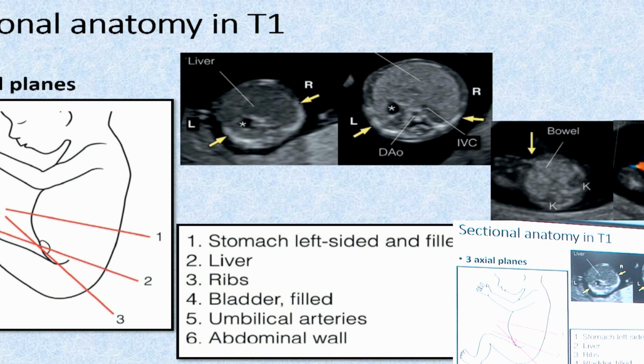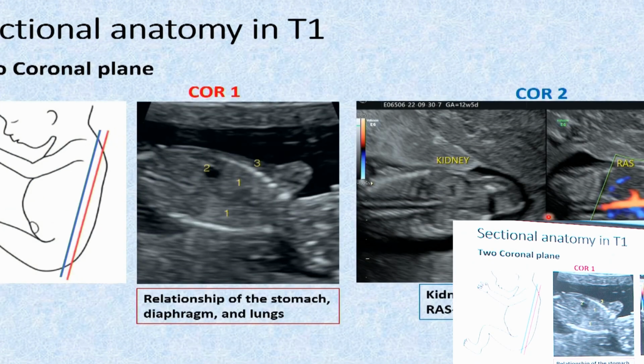The visualization of the bladder is very important, and in this section we can also look for the kidneys. The second set are the two coronal planes. The first coronal plane goes slightly posterior, where we can see the diaphragm very well. We have to differentiate the stomach and the diaphragm, and the diaphragmatic line we need to differentiate. Here you can see the hypoechoic liver and the hyperechoic lung. This differentiation makes the diaphragm very clear.